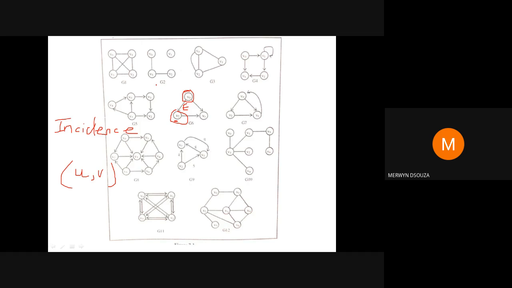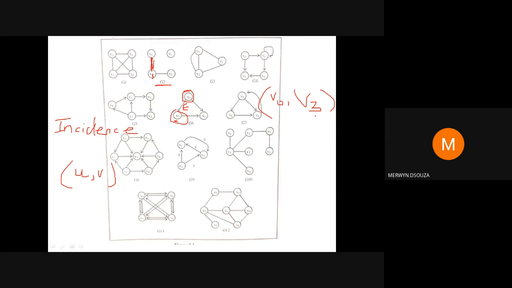For example, if you take this graph G2, then this edge (v0, v3) is said to be incident on the vertices v0 and v3. So what does incident mean? Suppose I told you to write the name of this edge, you would have written it as (v0, v3).